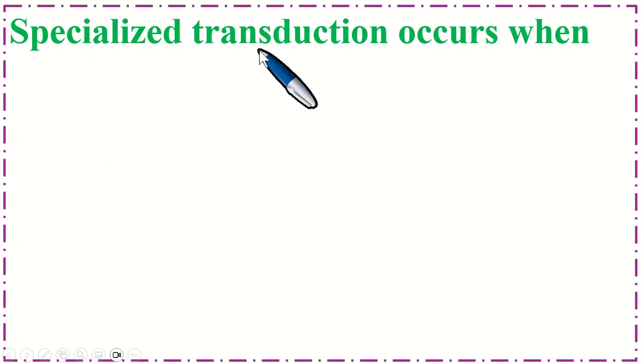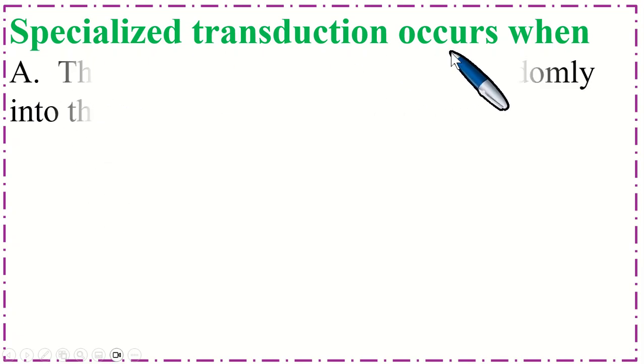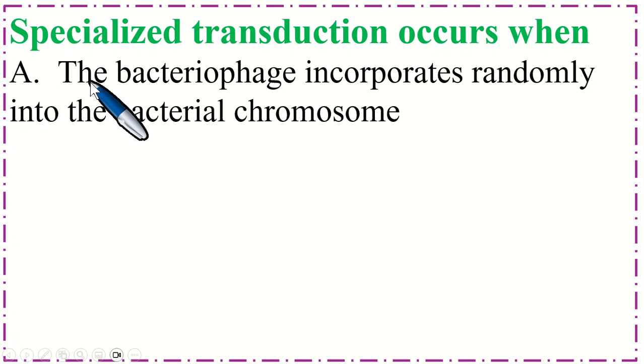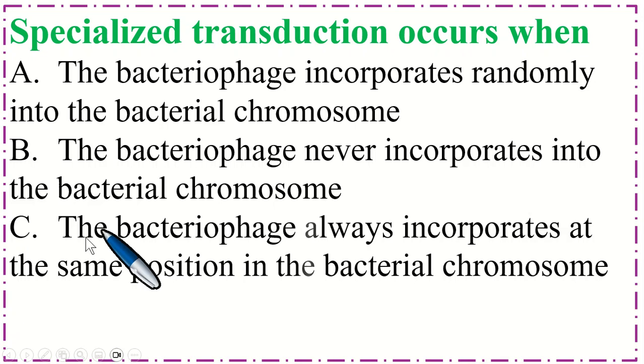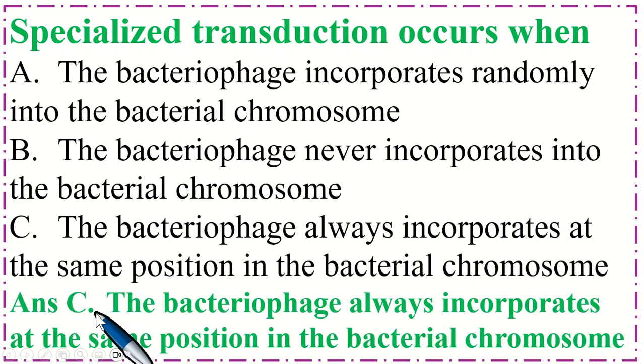Specialized transduction occurs when option A the bacteriophage incorporates randomly into the bacterial chromosome, B the bacteriophage never incorporates into the bacterial chromosome, option C the bacteriophage always incorporates at the same position in the bacterial chromosome. So the correct option is C, the bacteriophage always incorporates at the same position in the bacterial chromosome.